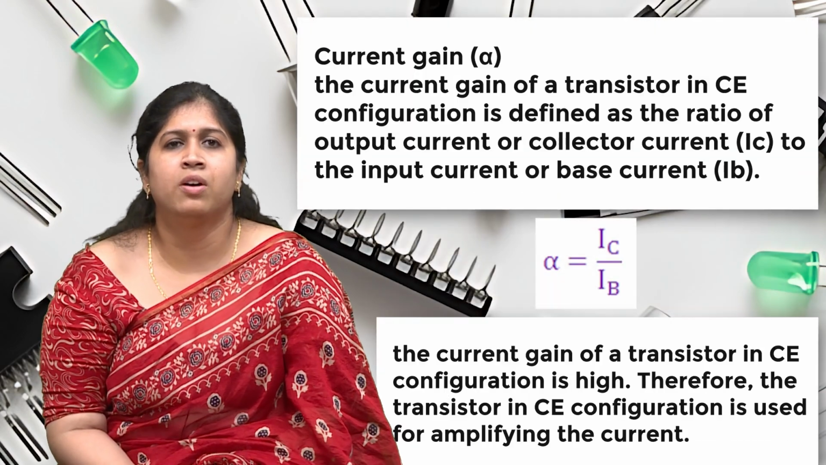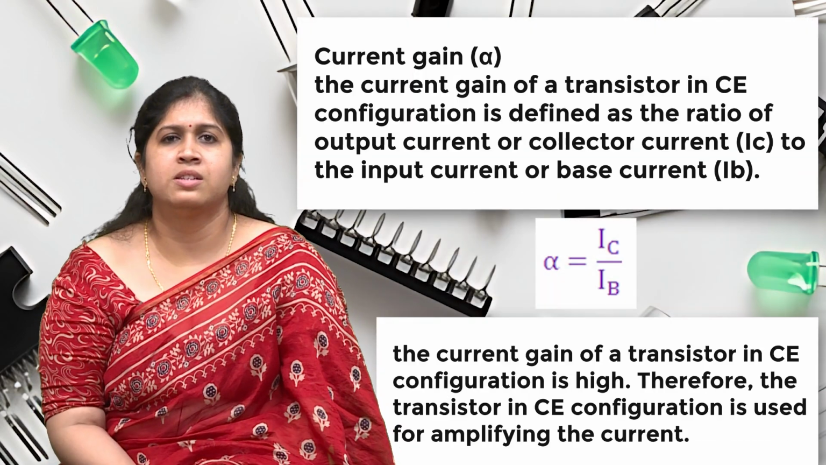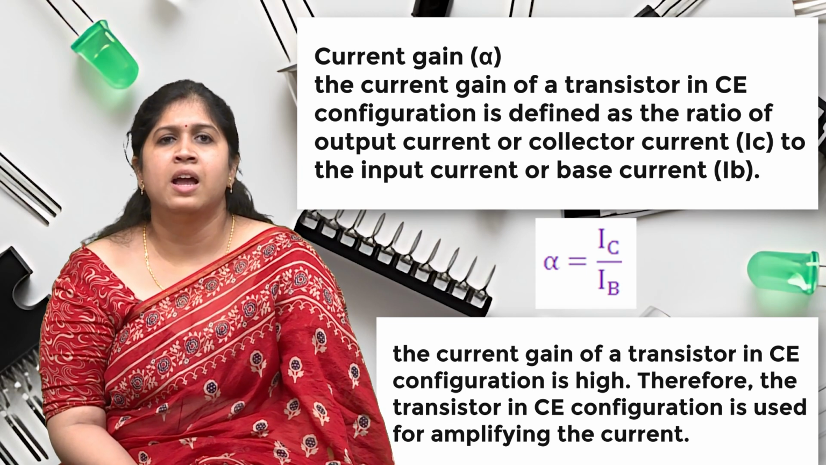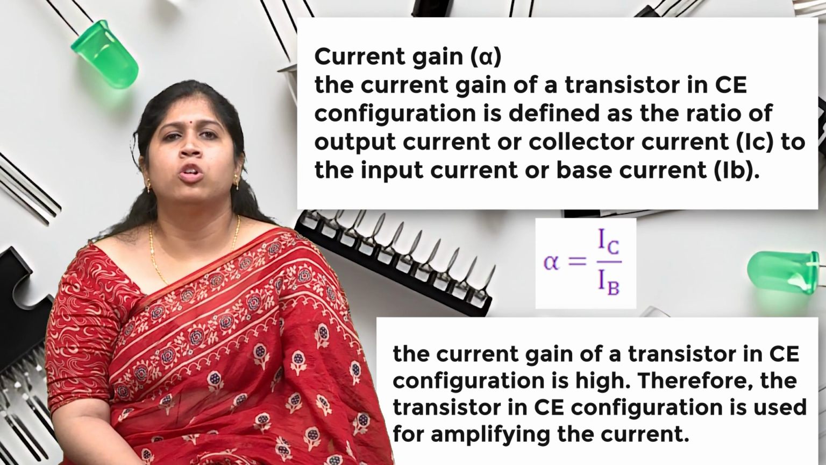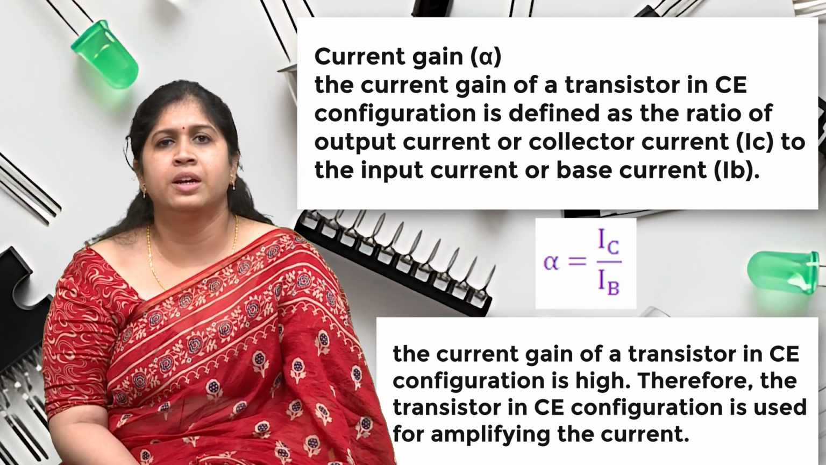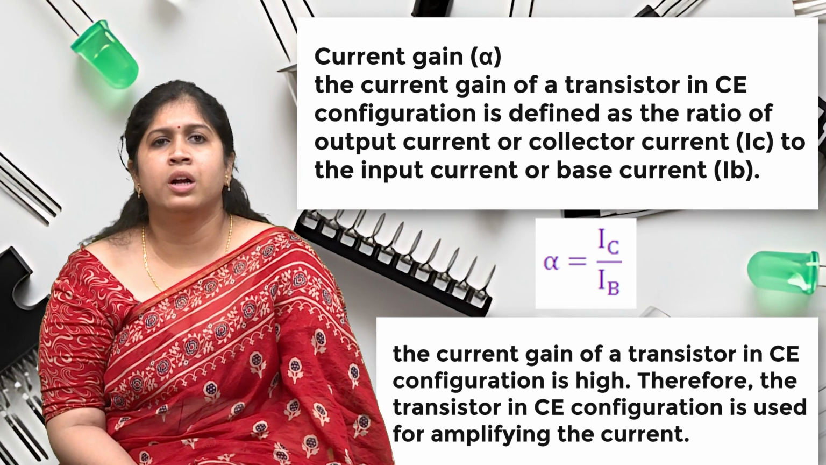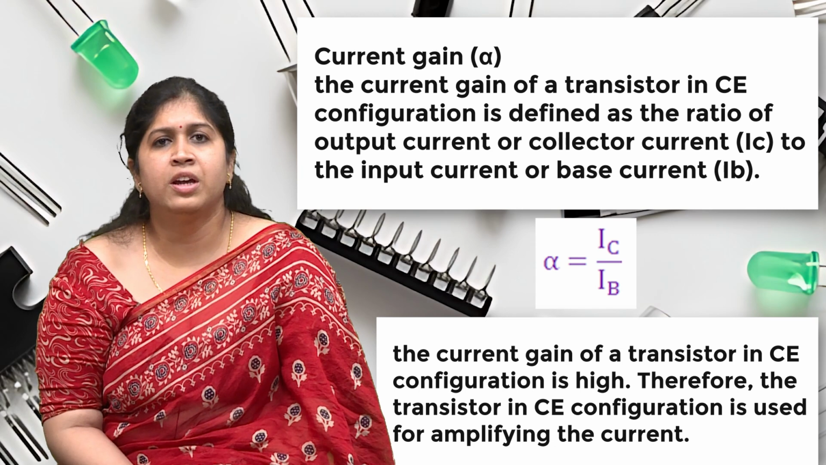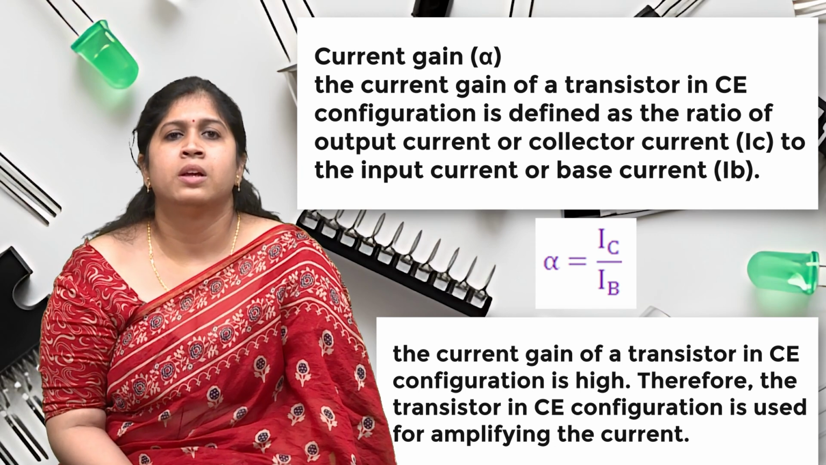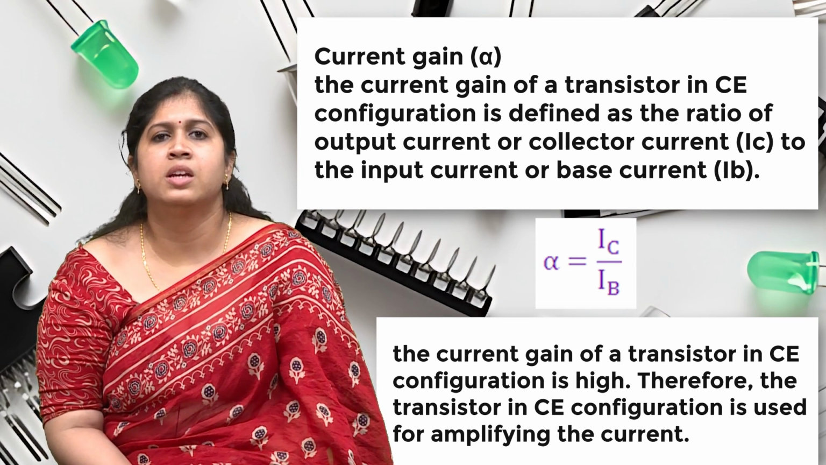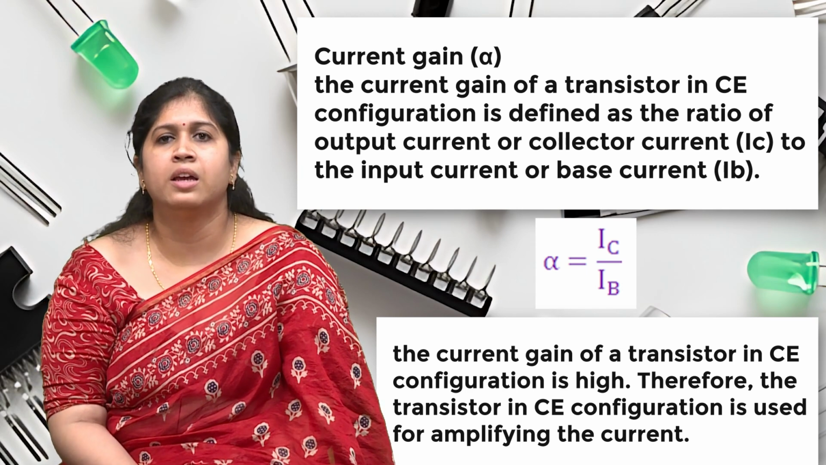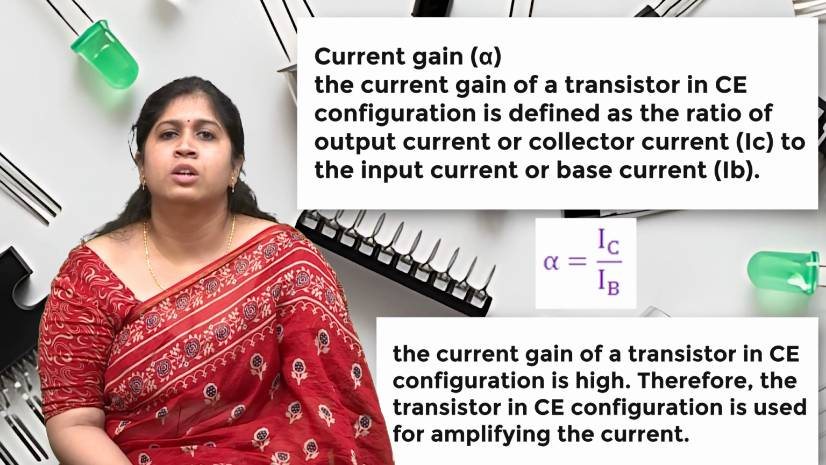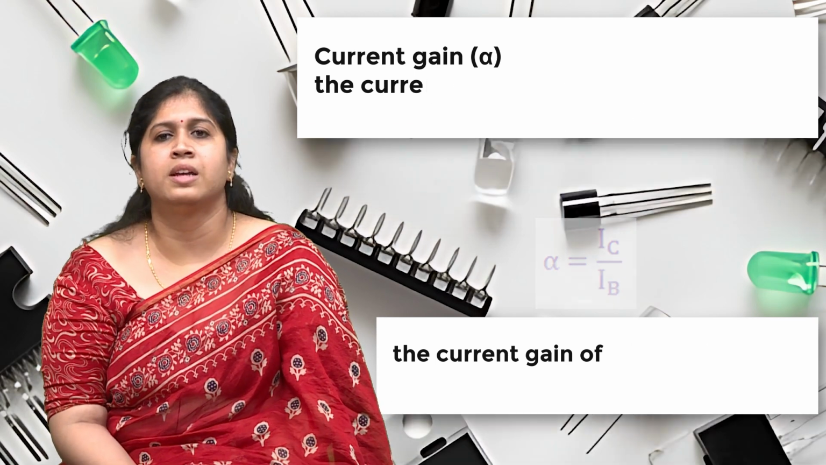Current gain. The current gain of the transistor in common emitter configuration is defined as the ratio of output current or collector current IC to the input current or base current IB. The equation is alpha equal to IC upon IB. The current gain of the transistor in CE configuration is high. Therefore, the transistor in CE configuration is used for amplifying the current.